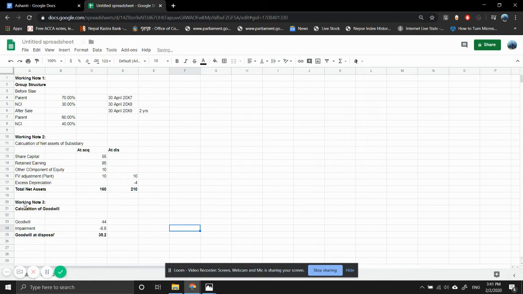And then let's find out what has happened. Since control is not lost, in this case, what we do with the proceeds is debit cash, then credit NCI, non-controlling interest, and then after that credit or debit the balancing figure, right? So how much did we get in cash?